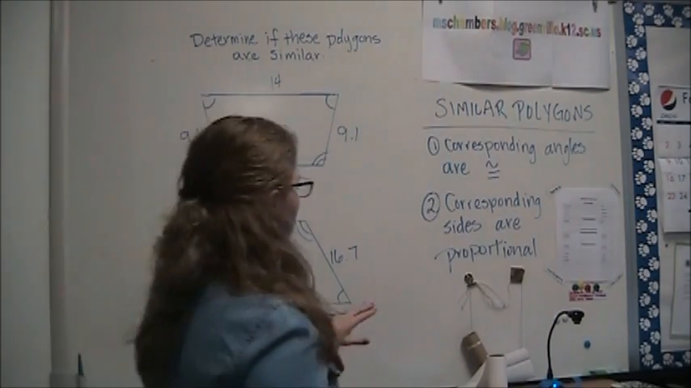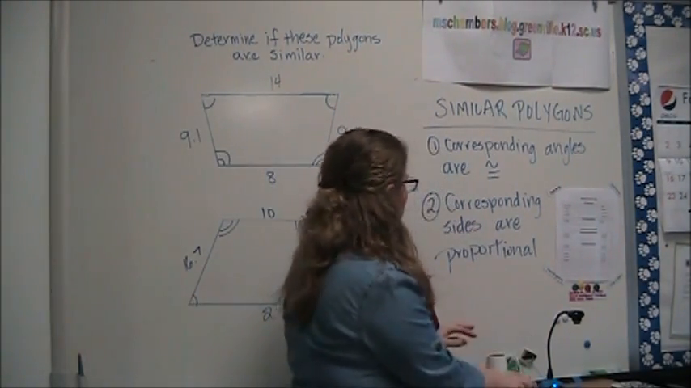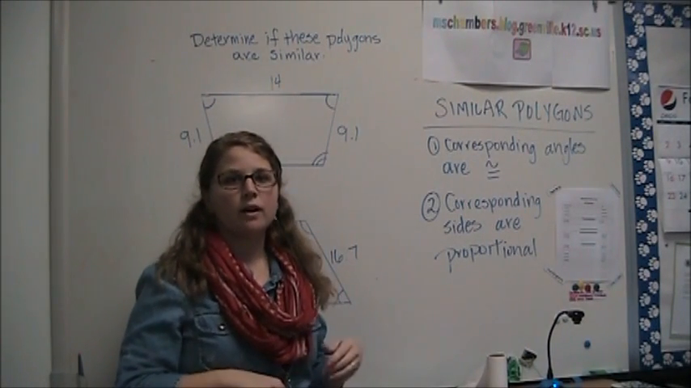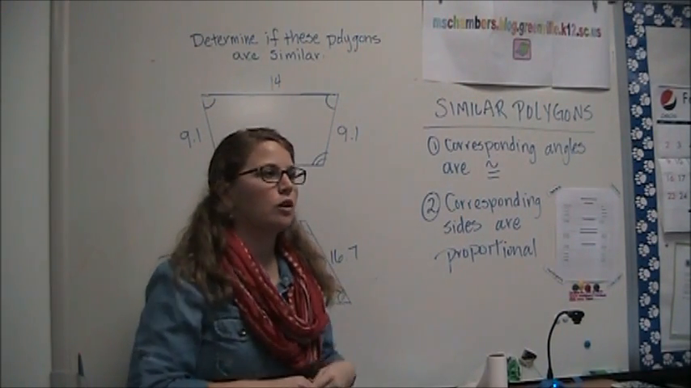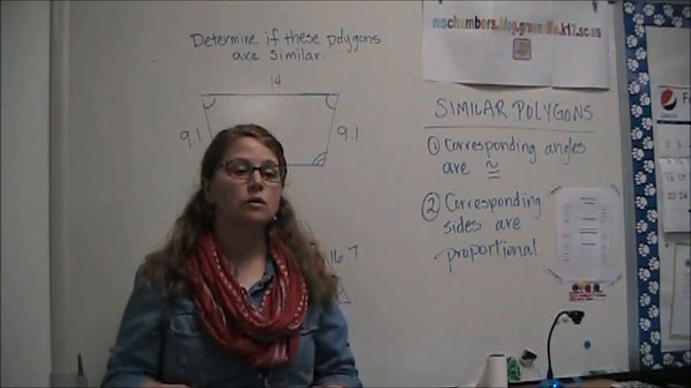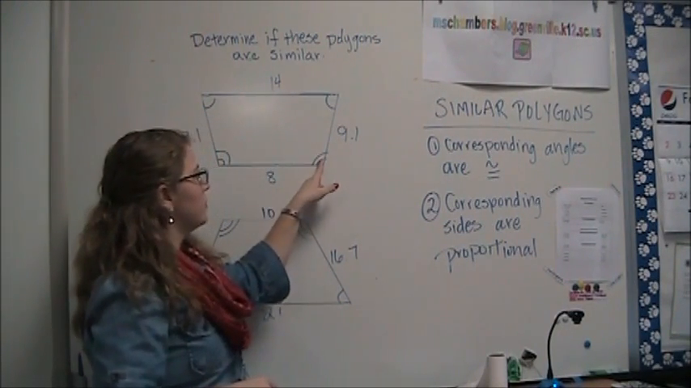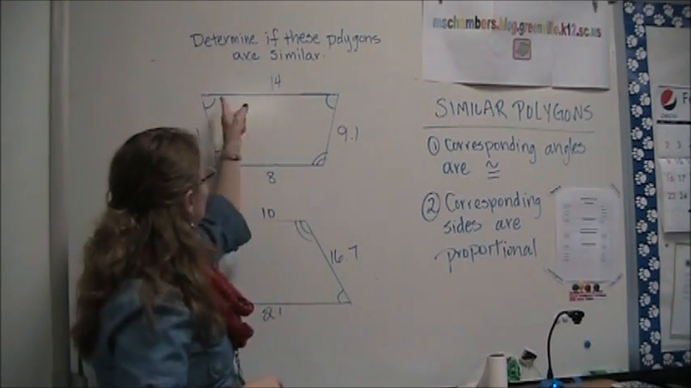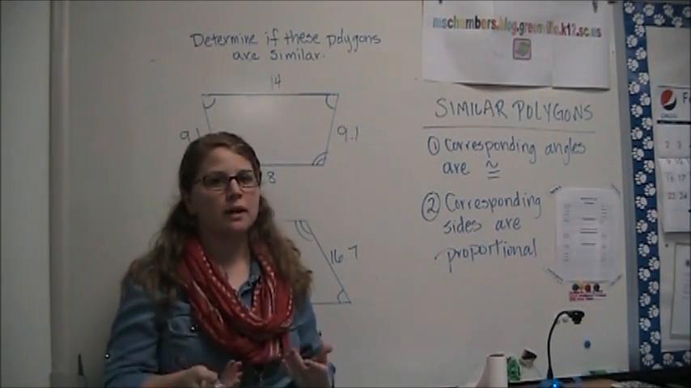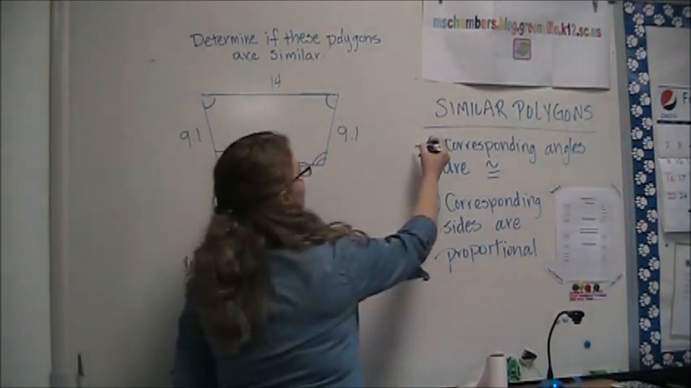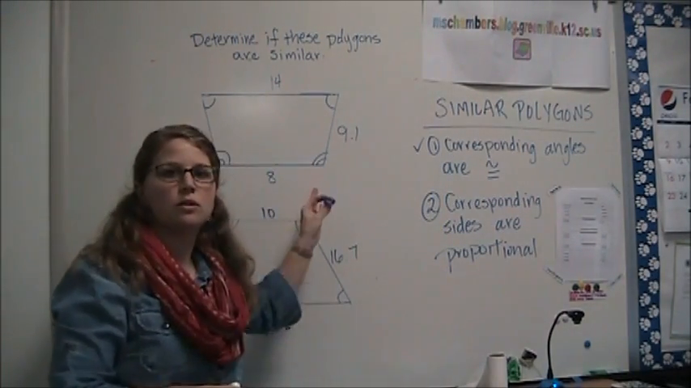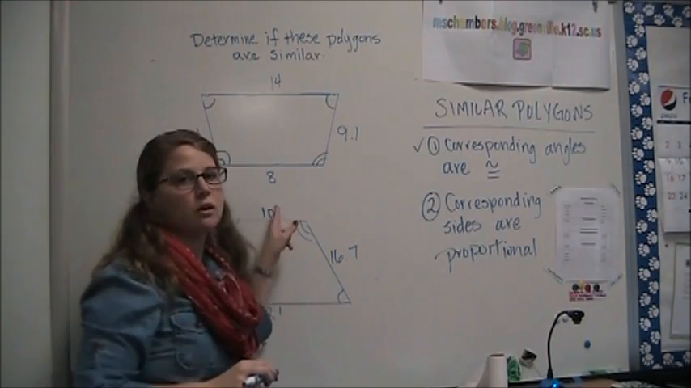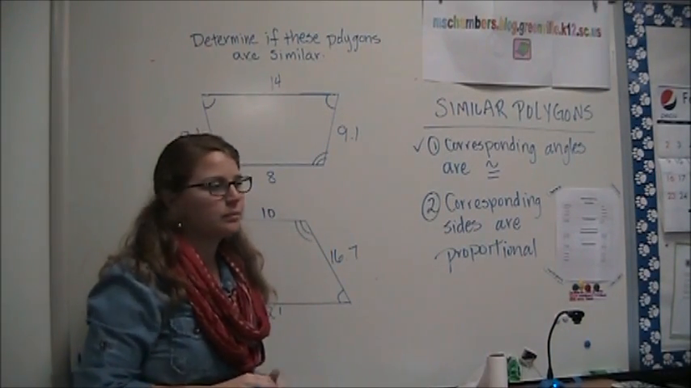So first let's look at corresponding angles. Instead of giving us angle measures, they gave us arcs to show that certain angles were congruent. And so when I look, I have two arcs, two arcs, two arcs, two arcs, 1, 1, 1, 1. So I have corresponding angles congruent. So the first part holds true for these two quadrilaterals. Let's not call them trapezoids because we don't know for sure if these two sides are parallel.